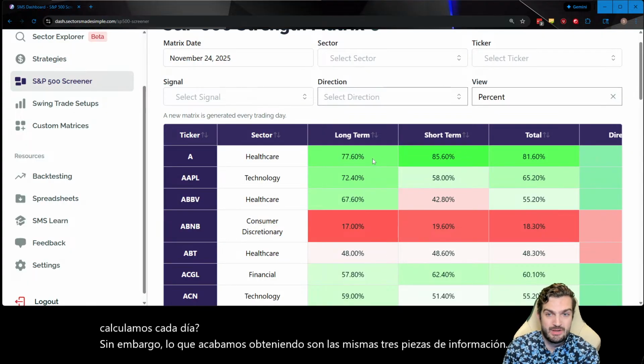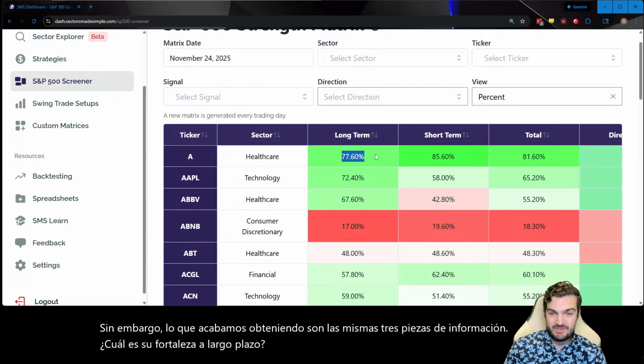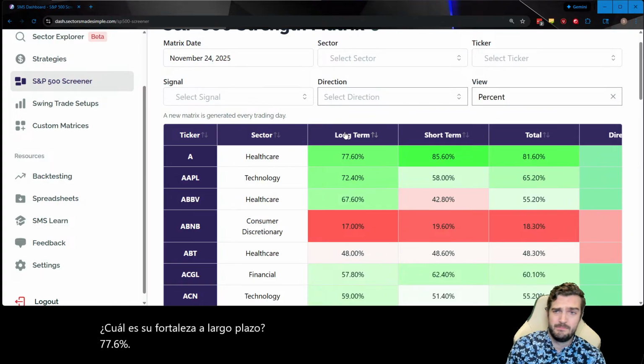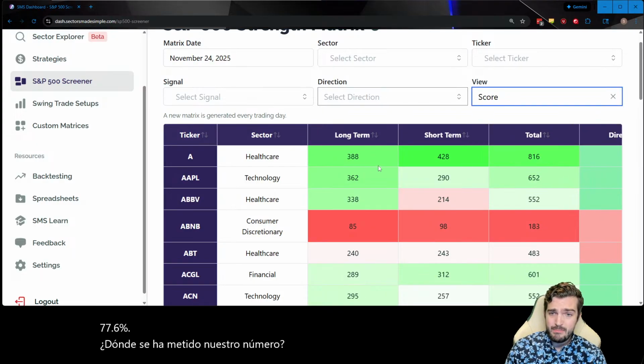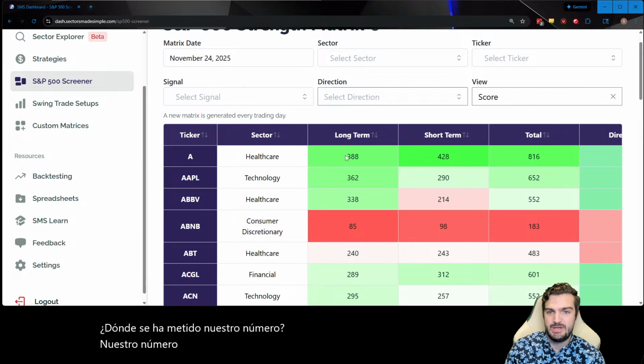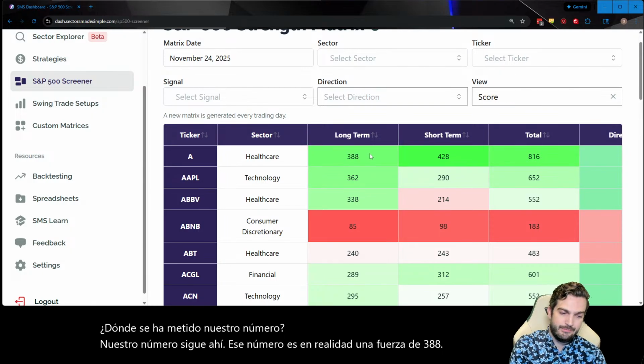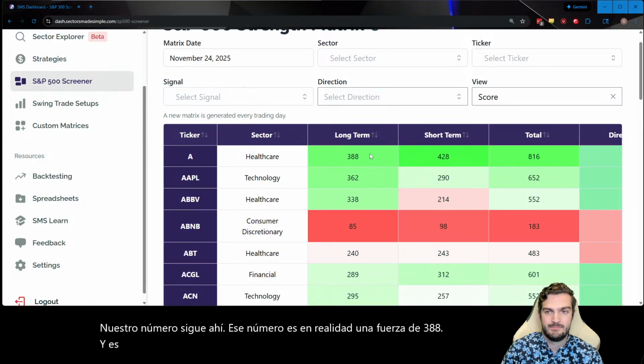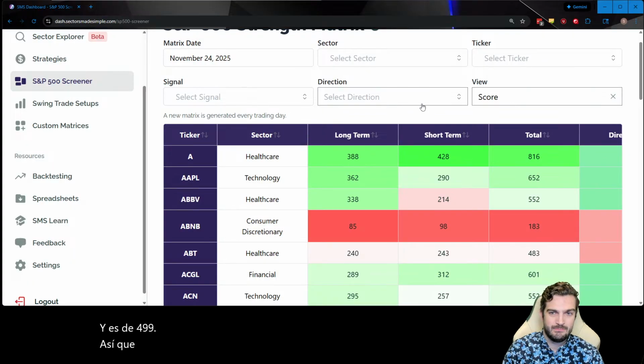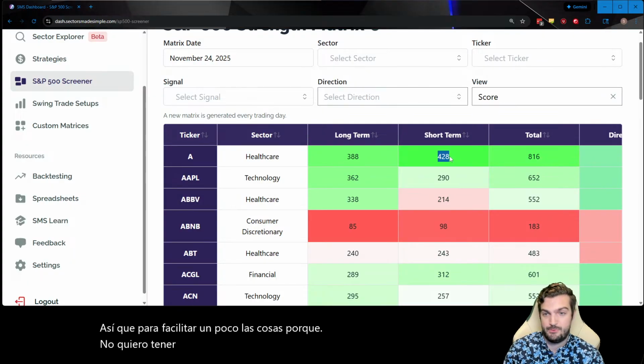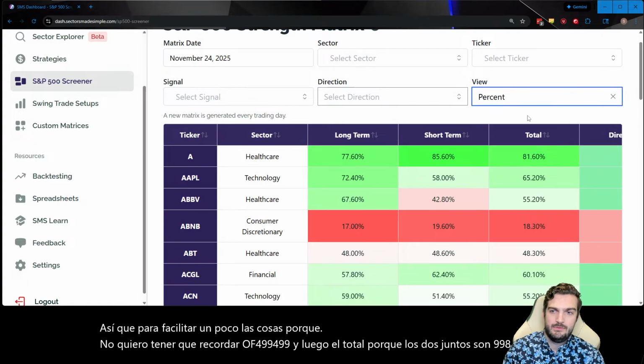What's its long-term strength? Well, 77.6%. Where did our number go? Well, our number is still there. That number is actually a strength of 388. And it's out of 499. So to make things a little bit easier, because I don't want to have to remember out of 499, and then total, because it's the two combined, 998. Ugh. Percentage.